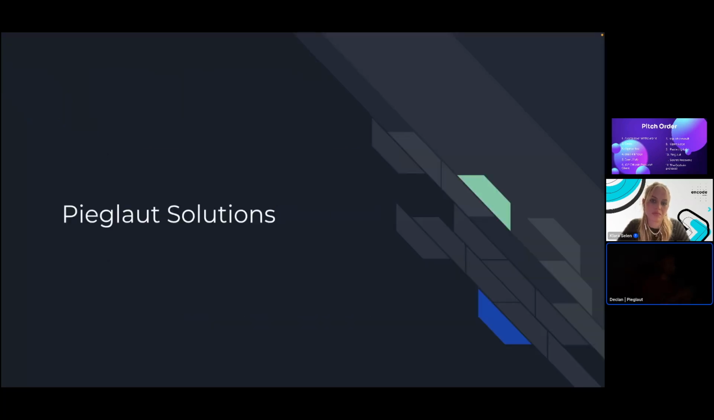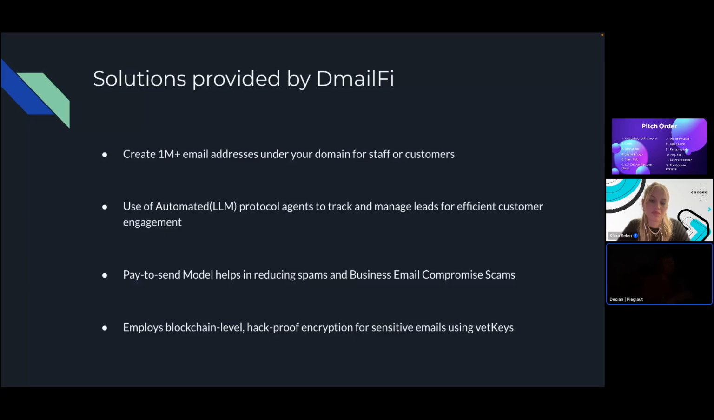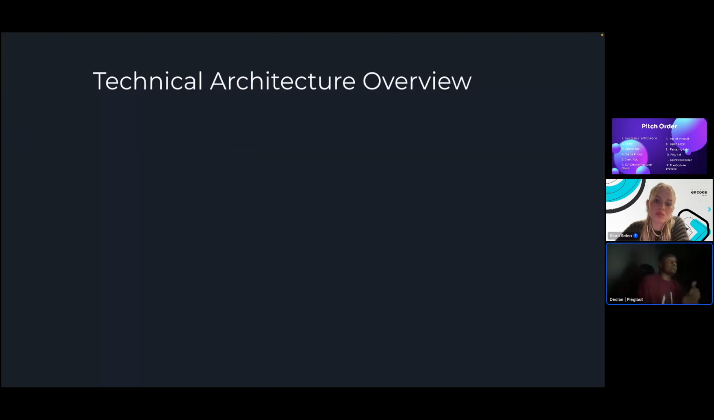So what are our solutions? With DMIFI, people, companies, and domain names can create up to 1 million email addresses for their staff and customers. Secondly, we use automated protocol agents that make calls to OpenAI LLMs in order to track and manage leads efficiently. Thirdly, our pay-to-send model helps in reducing spam and BEC scams. And fourthly, we make use of vetKeys for government or legal entities to send emails and sensitive materials across the internet.